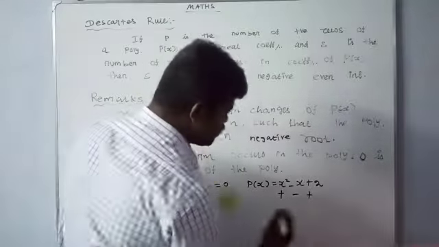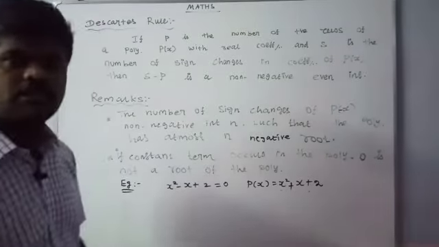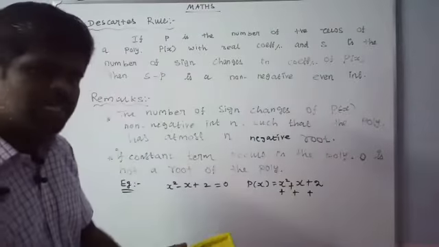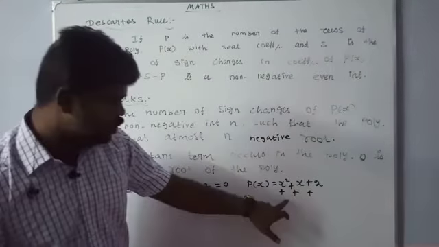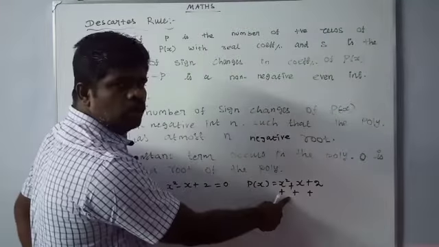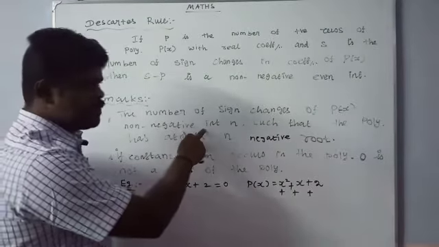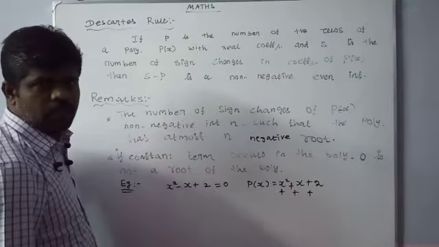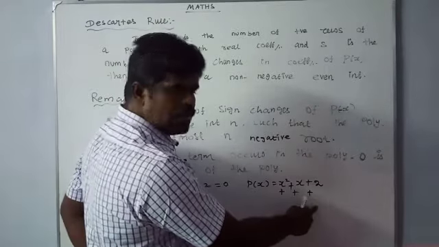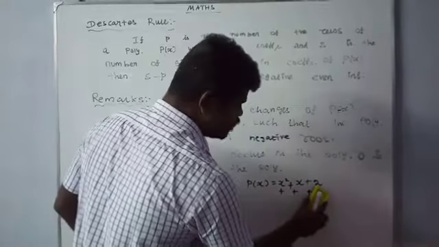And suppose this equation is plus, here also plus, plus, plus. There are no sign changes. Therefore, there are no positive roots. The number of sign changes gives the at most number of positive roots. Here no sign changes, therefore there are no positive roots. Okay. So this is the positive root concept.